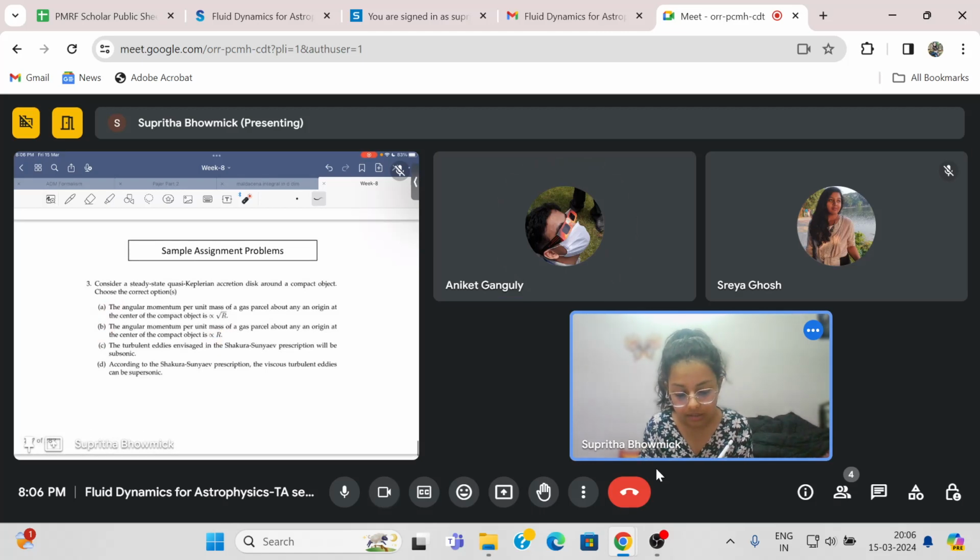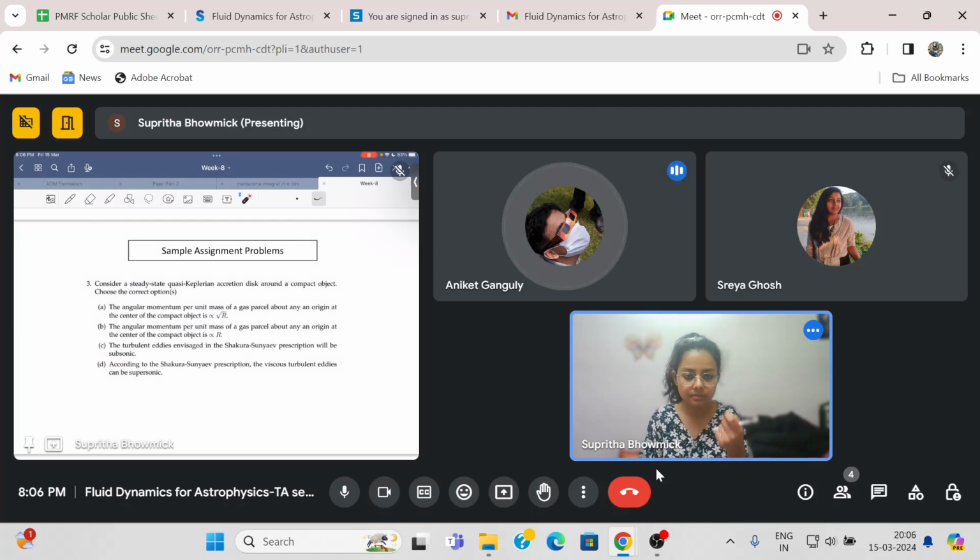Okay. The turbulent eddies in the Shakura-Sunyaev prescription will be subsonic. True. That is correct. Because in this prescription, we do not want these eddies to turn supersonic, because then that will result in things like shocks in the disk. So in this prescription, it was actually that the eddies are subsonic. There is also what sets the scale for the velocities when you were setting eta.